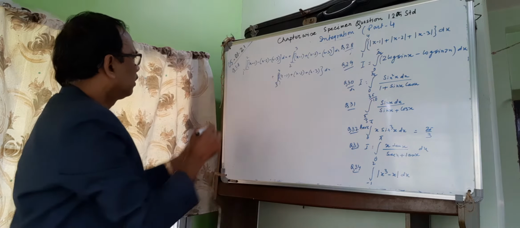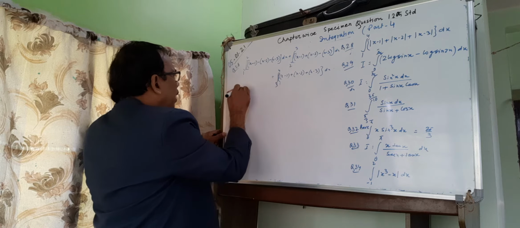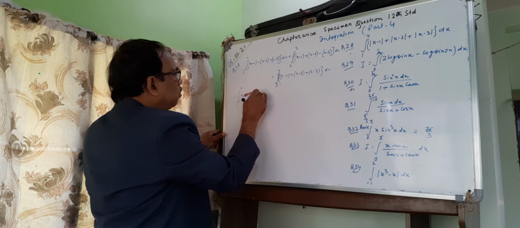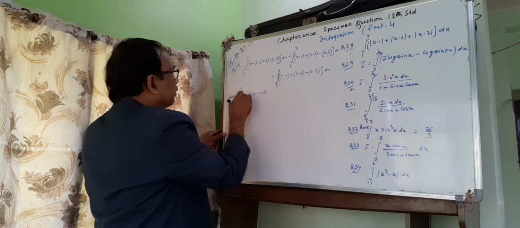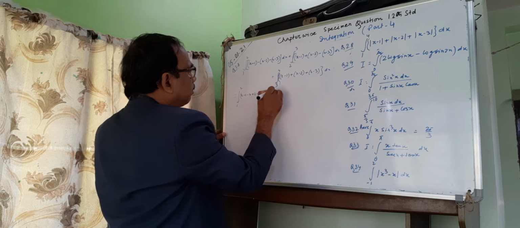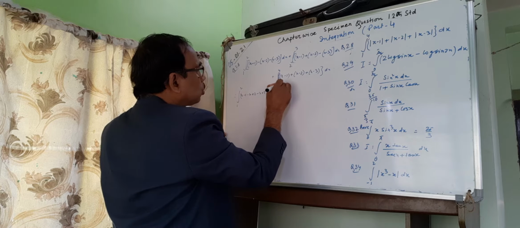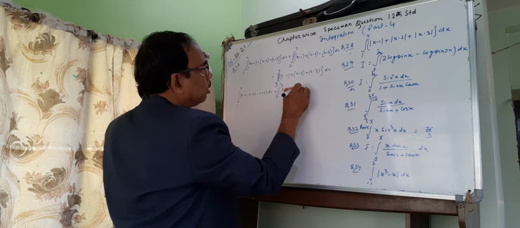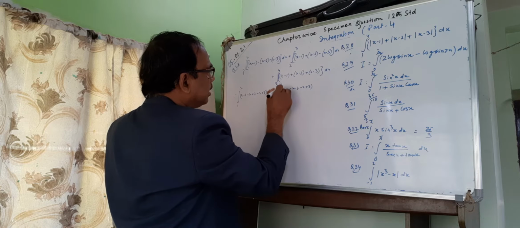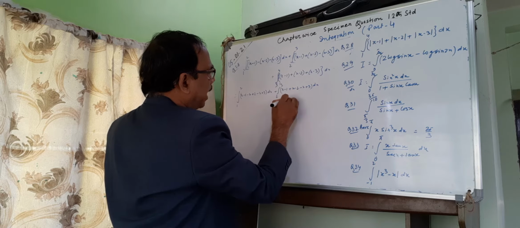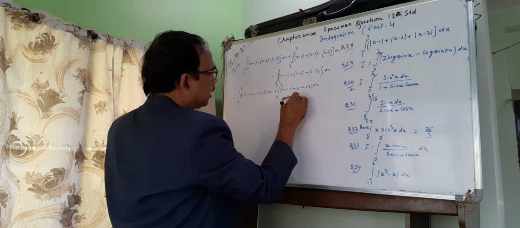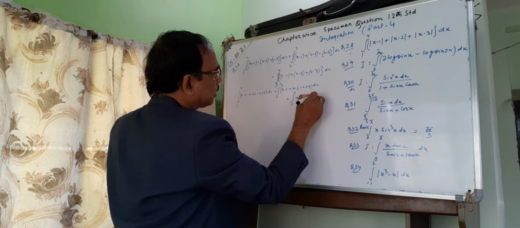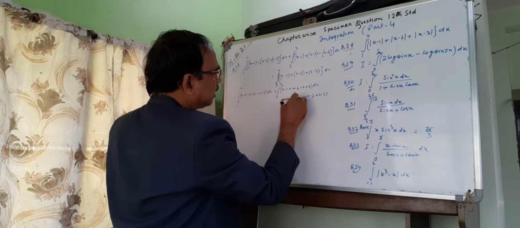Now let us break it. That is 1 to 2, x minus 1 minus x plus 2 minus x plus 3. Remove the bracket, sign change, dx, plus 2 to 3, x minus 1 plus x minus 2 minus x plus 3 dx. Another one, 3 to 4, x minus 1 plus x minus 2 plus x minus 3 dx.